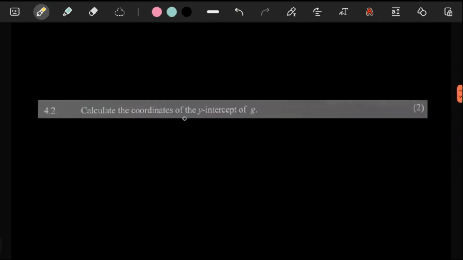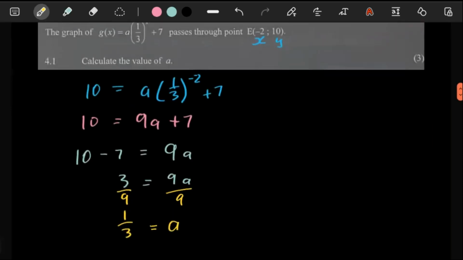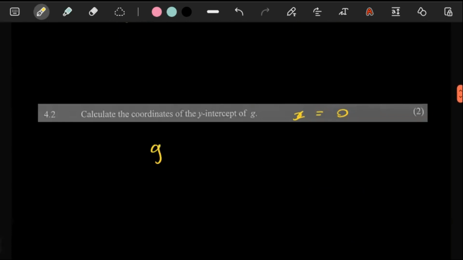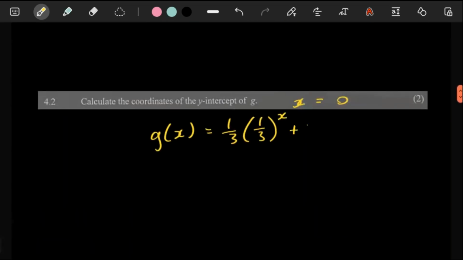For 2 marks here, they say calculate the coordinates of the y-intercept of g. So getting the y-intercept, we already know that x is equal to 0, because for the y-intercept, it's the value where the graph cuts the y-axis. So in our equation, since we now know that a is a third, this is the equation of g of x. g of x is just a third, and then a third again, to the power of x, and then plus 7. So obviously the plus 7 is the asymptote, but that's irrelevant for this question.